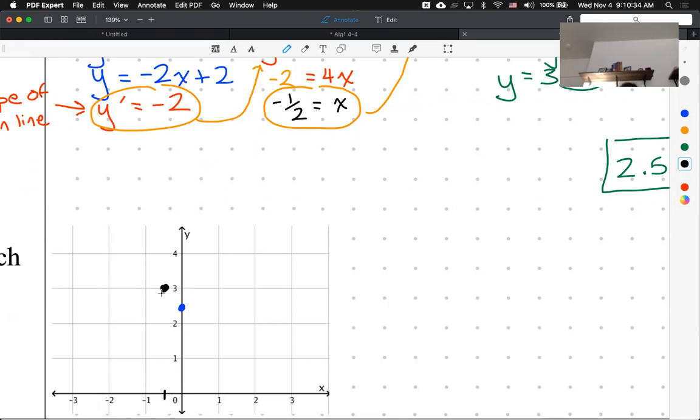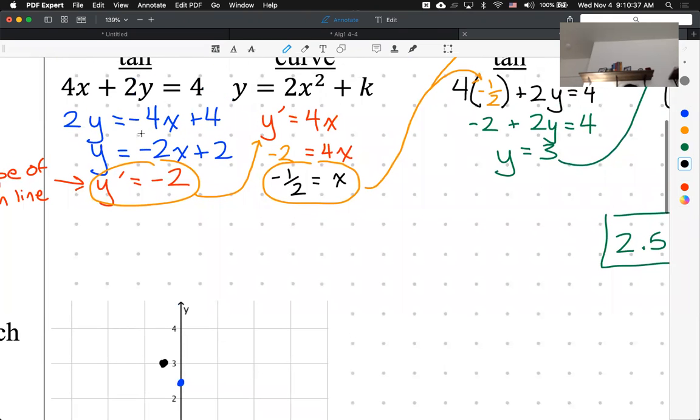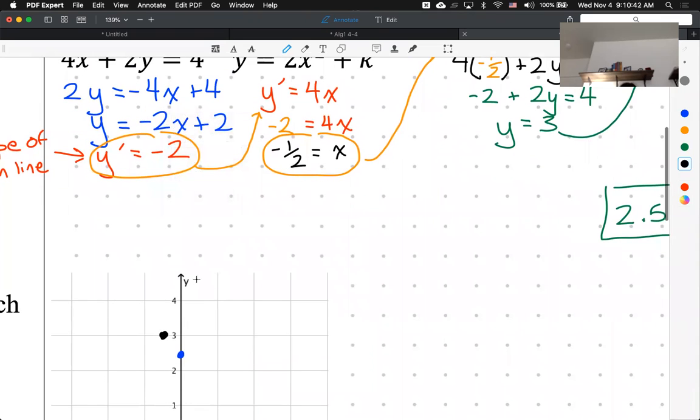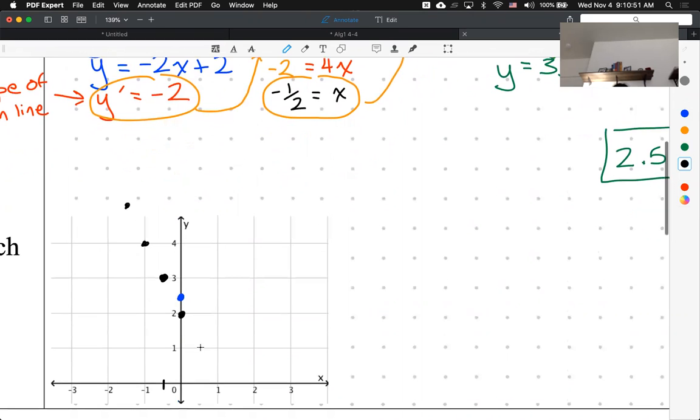Let's graph the line first. So y equals -2x plus 2. That line has a y-intercept of 2, goes left 1 up 2, left 1 up 2, somewhere up there, and then right 1 down 2. I did steps of a half, but I could have done steps of 1, whatever. That was the line that was tangent. So maybe I can make that a red line because it's a tangent line.